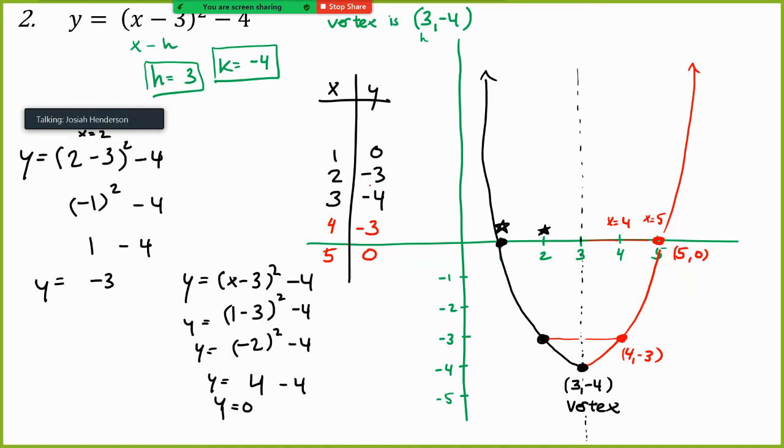Check out the table with me real quick. You should see symmetry in the table. The vertex, I'm going to circle that in my table. And then check out the y values around it: negative 3, 0, 0. And if you did more, like 6 and 0 for x again, then it's going to have more symmetry in the table. So that's a useful tool if you need it. There's symmetry in the table as well.